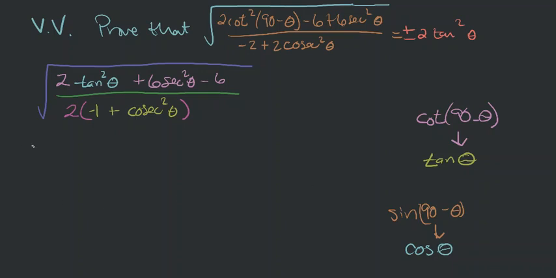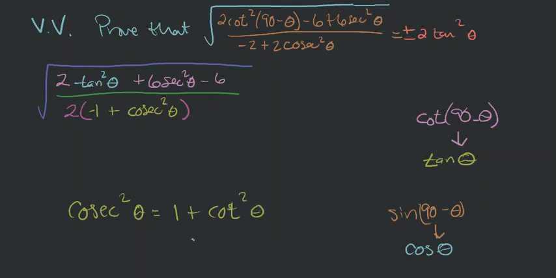Now on our formula sheet again, and you notice in a lot of these problems you've got to become pretty familiar with what you've got on your formula sheet. So if you take a look at your formula sheet, you're going to see that cosecant squared is equal to 1 plus cotangent. So we could write down here cosecant squared theta is equal to 1 plus cotangent squared theta.